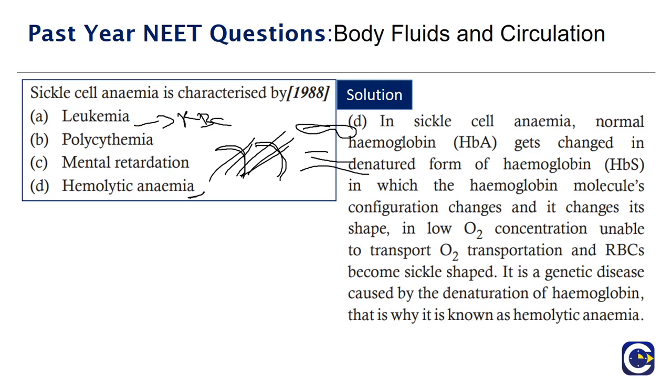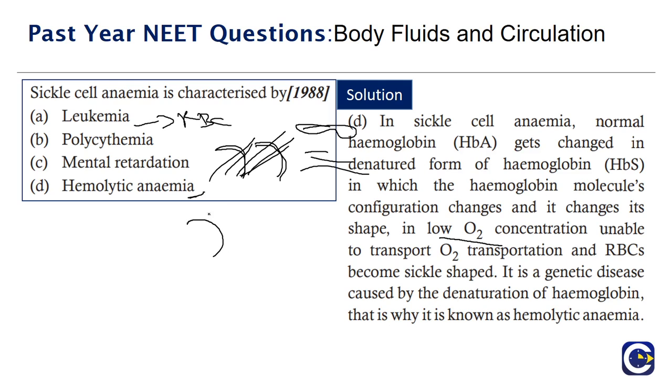In sickle cell anemia, normal hemoglobin HbA gets changed into a denatured form of hemoglobin, hemoglobin S, HbS, in which the hemoglobin molecule configuration changes and its shape also changes. In low O2 concentration, it is unable to transport O2, and RBCs become sickle shaped. It is a genetic disease caused by degeneration of hemoglobin, and that is why it is known as hemolytic anemia.